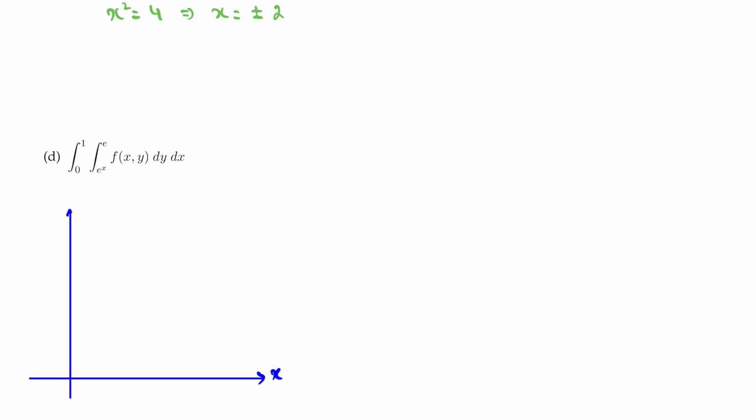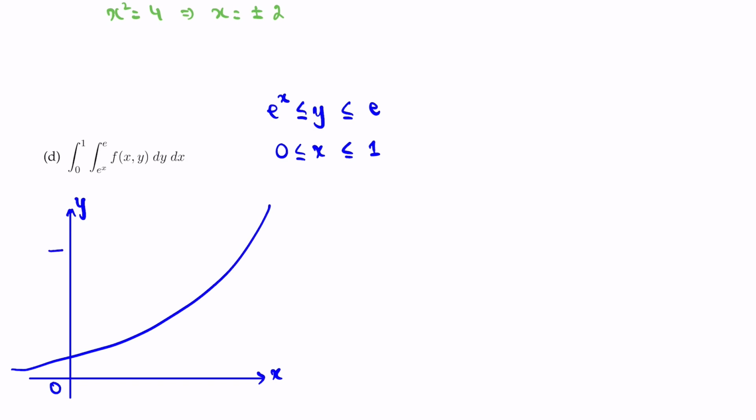So here's the xy coordinate system. From the given problem, we see that y is bounded between two functions, e to the x and e, and x is bounded between 0 and 1. So the function y equal to e to the x has the form like this. And this is y equal to e. So this is e, this is the function y equal to e to the x. And the intersection between the two functions is 1.